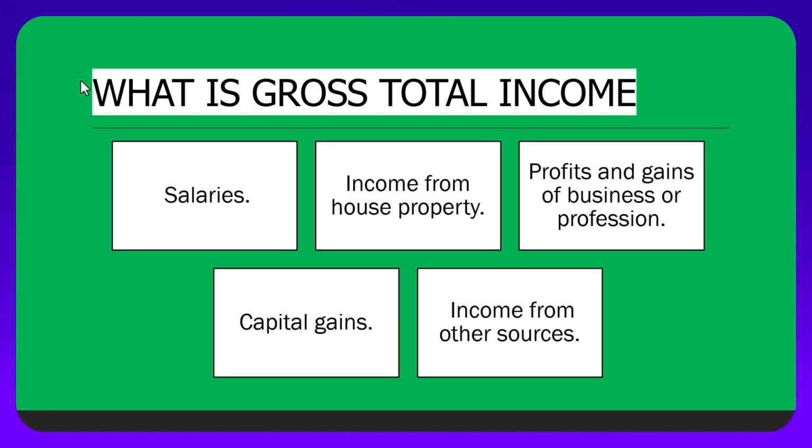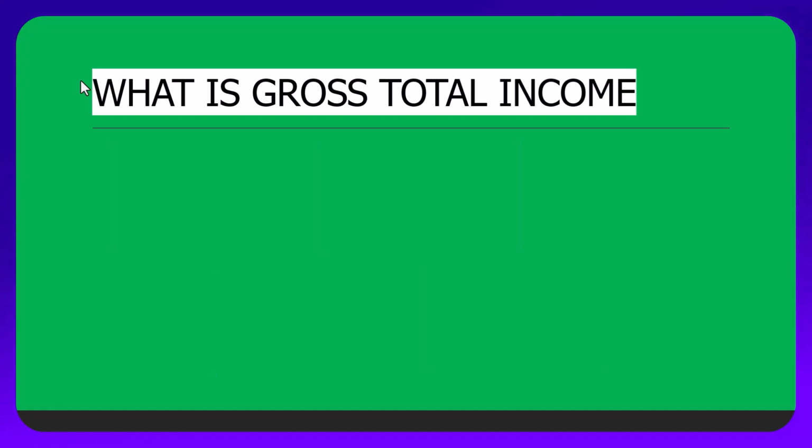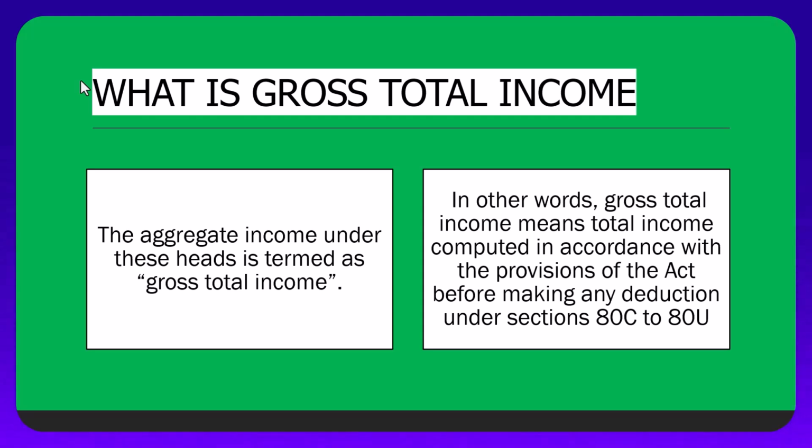Income from other sources is always part of everybody's income. He might be earning some interest on bank or dividend from companies. So these are all the possible sources of income a person may have. Okay, so he has to collect all the income and then find out what is his total income and pay tax on that. So the aggregate income under these heads is termed as gross total income.